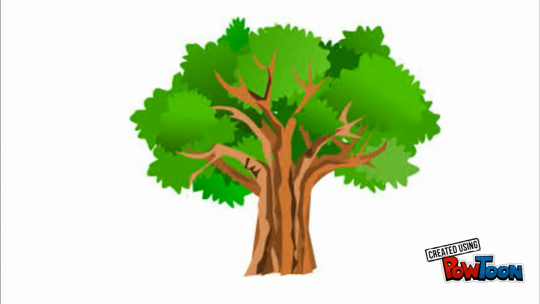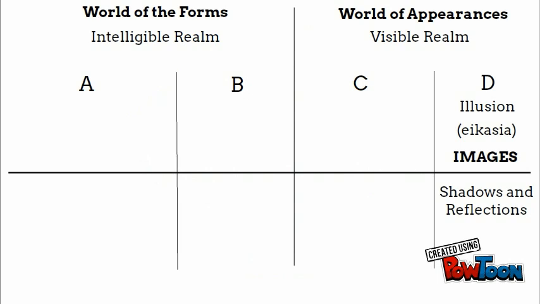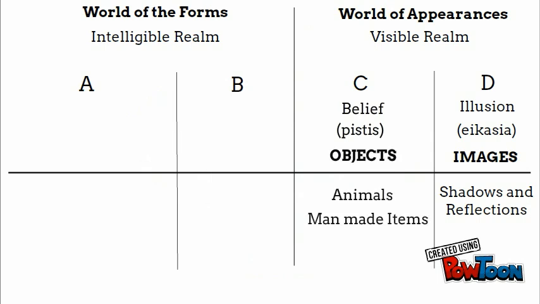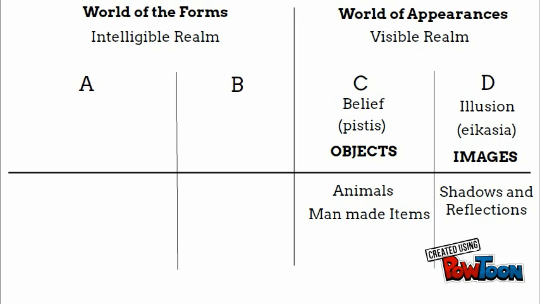Section C, the bigger section of the visible realm, is where the epistemic state of belief, or pistis, is. This is the state where objects exist, such as animals and man-made items. This is where Plato said we could use our senses, so for example, right now you can hear my voice. But remember, Plato didn't think you could get knowledge from using our senses, so that is why he classifies it as belief. So what does C and D combined give us? Opinion, or doxa.